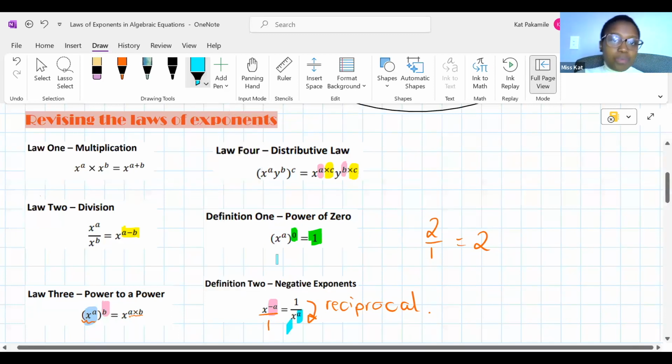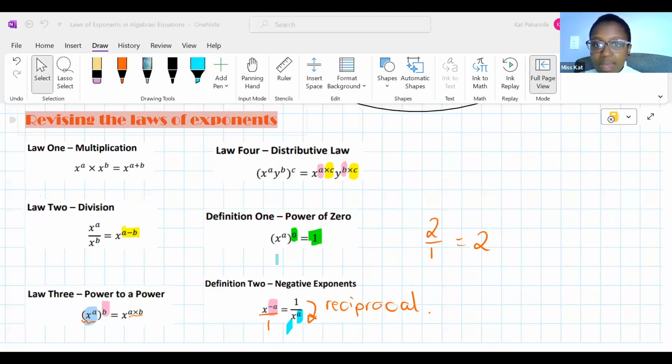Okay. Have I lost anybody so far? Are we still good? Thumbs up, thumbs down. Anybody want me to recap one of these laws? Remember, we did these laws, but we will be using them today.